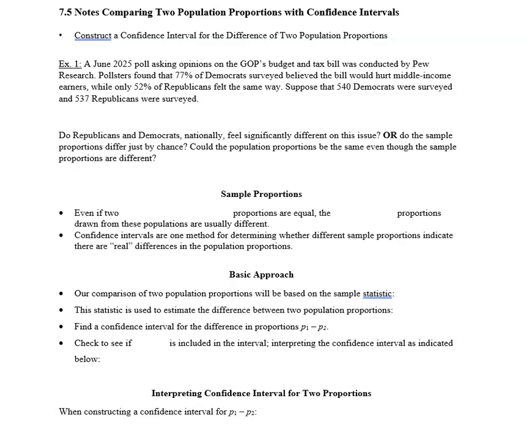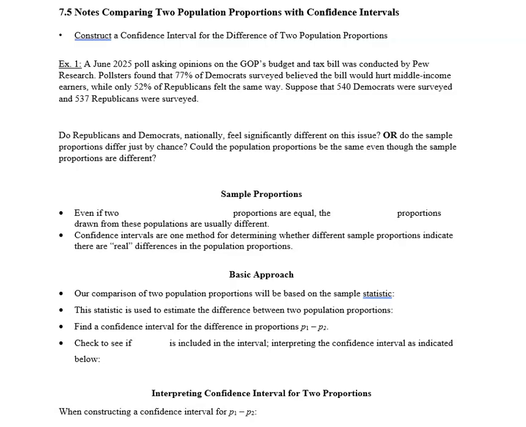We're going to take a look today at section 7.5, which is where we are making confidence intervals where we compare the population proportions for two different populations. In the previous section, we created a confidence interval estimating the proportion for one population. Now we want to compare the two populations to see if there are any differences in those two population proportions.